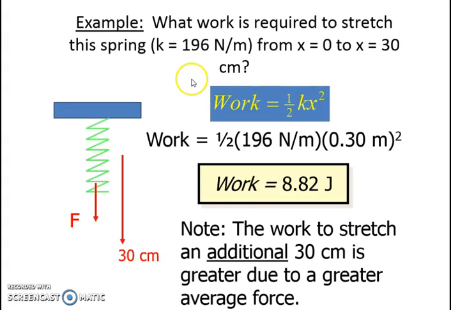We already know that we have 196 newtons per meter, and we're going to stretch it from 0 to 30 centimeters. We have our equation, work equals 1/2 kx squared. So 1/2, 196 newtons per meter, and then the 0.3 meters, which is transferred from centimeters to meters, squared. Our total work is 8.82 joules. The work to stretch an additional 30 centimeters is greater due to a greater average force.